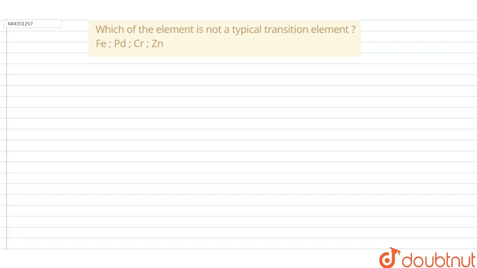Hello everyone, welcome to Doubtnut. So we have a question here. The question says, which of the elements is not a typical transition element? We have been given 4 elements here, that is Fe, iron, Pd, that is palladium, Cr, that is chromium, and Zn, that is zinc, and we have to identify which is not a typical transition element.